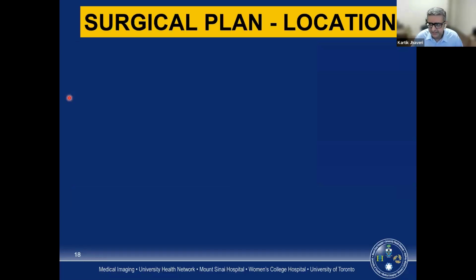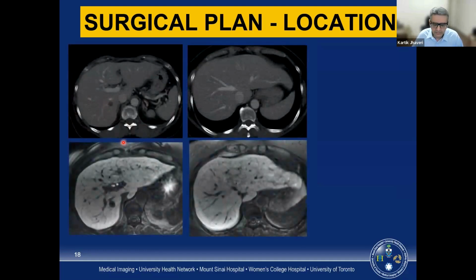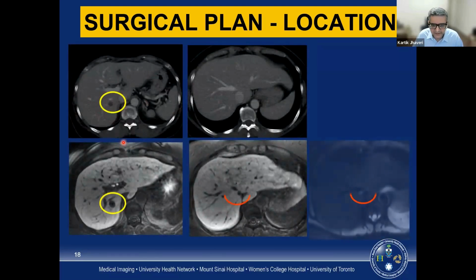In terms of the surgical planning, apart from the number of metastases, the location of the metastases also has an impact. So here we have a CT showing you a metastatic lesion in segment 7. However, on the Promovus MR, we can find additional metastatic deposits sitting between the middle hepatic vein and IVC in segment 7, also seen very well on the diffusion-weighted imaging.